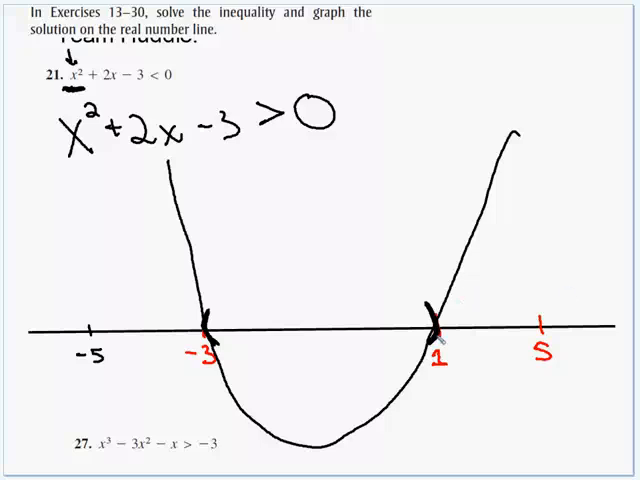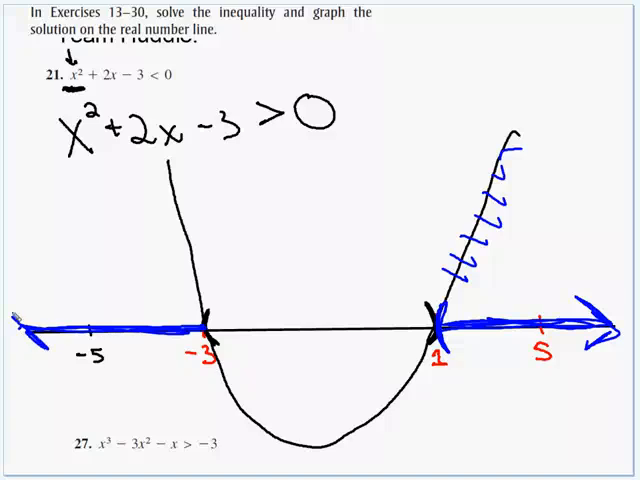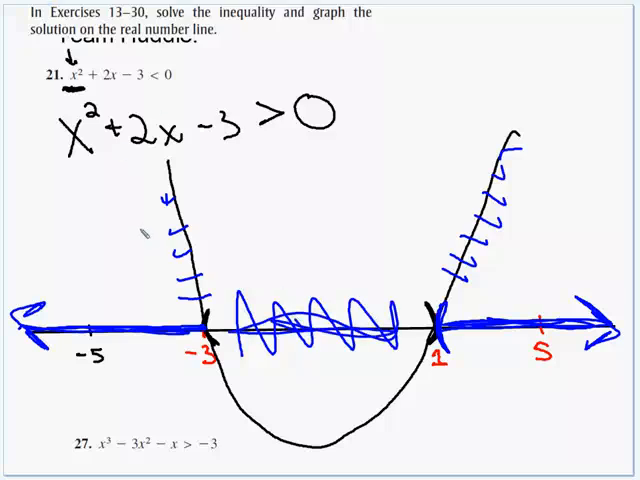Well, for that, our solution set would be from 1 to infinity, because here our parabola is above the x-axis, and from -infinity to -3, because again our parabola has gone from being below the x-axis to above. So flipping that inequality changed our solution sets. This was part of the solution set, now it is no longer. And the other pieces that were not part of the original solution set now are.